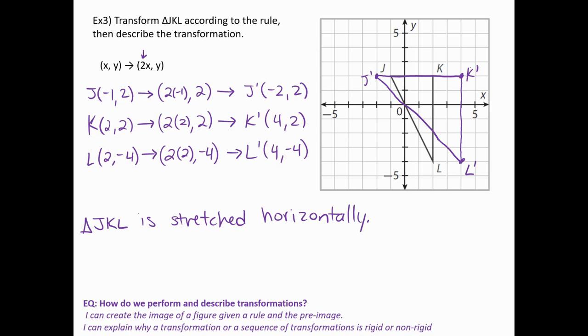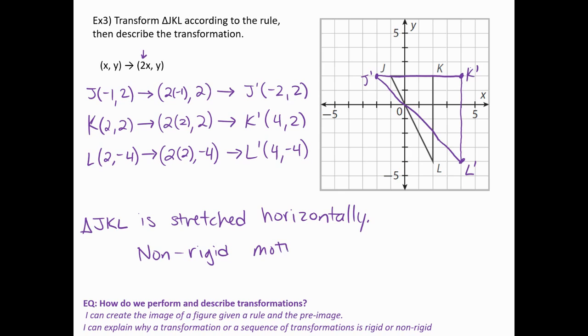And then in terms of rigid motion, rigid motion means the only thing that changed was location. We did not change size or shape. So is that true for this figure? Did we change the size or shape? On this one, yes, we did change the shape. It's still a triangle, but it's a different shape triangle, and it's kind of bigger. So this one would be non-rigid.